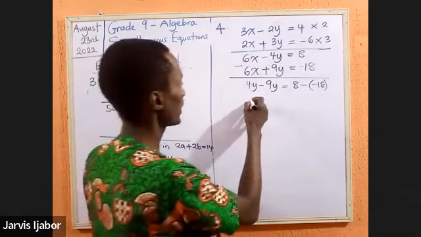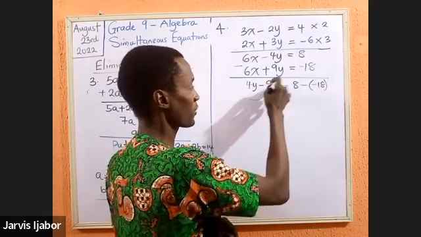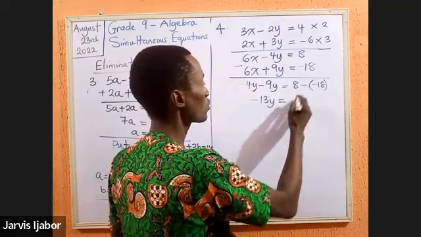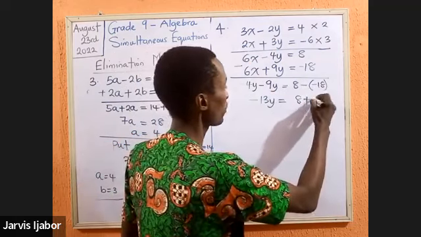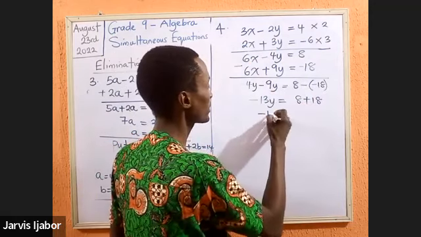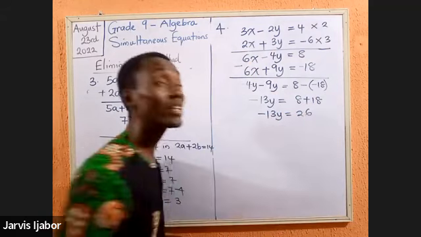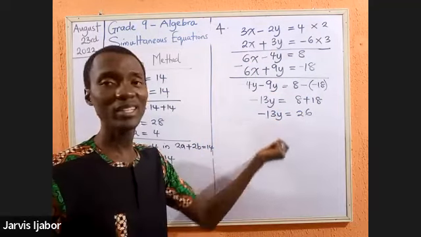So this becomes negative 4 minus 9, meaning you are doing subtraction. That will be negative 13y equal to 8 plus 18. That will be negative 13y equal to 26. Now, at this point, I always tell my students, be careful when you have negative as a coefficient.